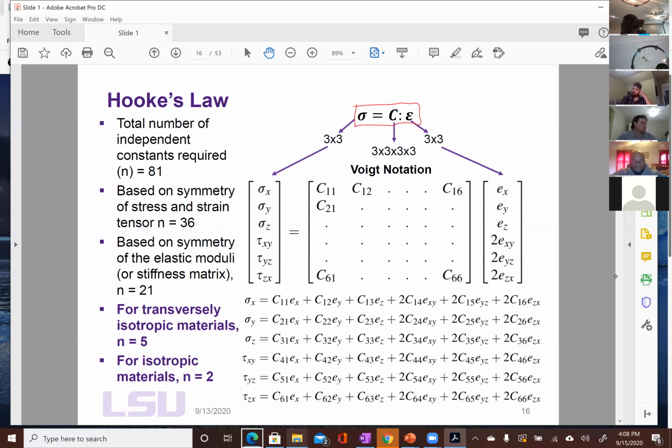Stress equals the stiffness matrix multiplied by a strain tensor. And this is a 3 by 3, second order tensor, right? We already talked about these two. I'm not sure we've talked about this. This is 3 by 3 by 3 by 3. So what order tensor is this?